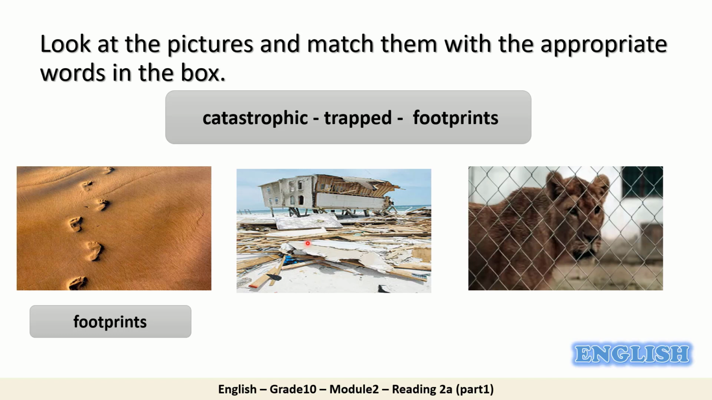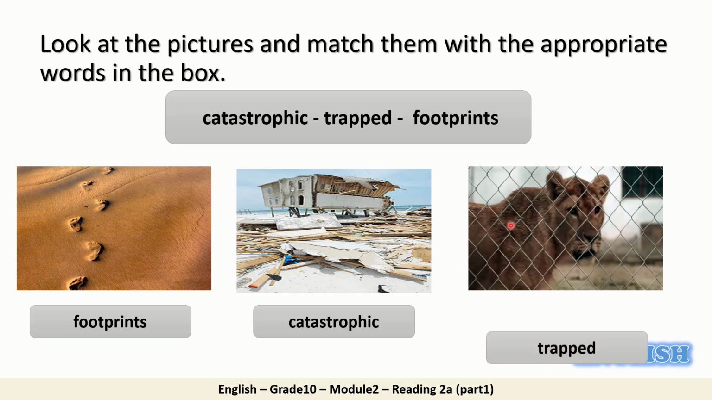Let's share answers. The second picture shows catastrophic. Yes, you can see a catastrophic situation, a total chaos. Exactly. The third picture shows trapped. Very good. You can see a trapped lion in a cage.